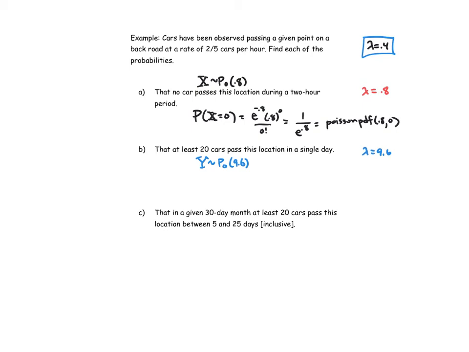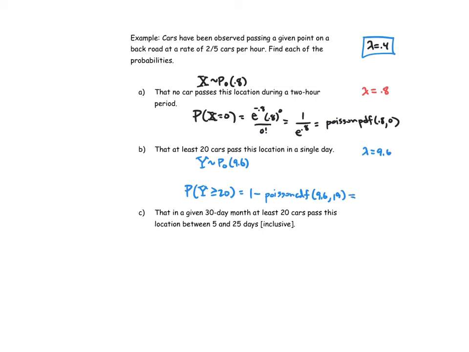Okay, so at least 20 cars. What I would do to find this, the probability that y is greater than or equal to 20, and I wouldn't do this without a calculator. When you get to a point where you're doing at least or at most, you're not going to have to do that without a calculator. I would take 1 minus Poisson, and I just accumulate all of the probabilities up to and including 19. Okay, let's do a quick calculation on that one.